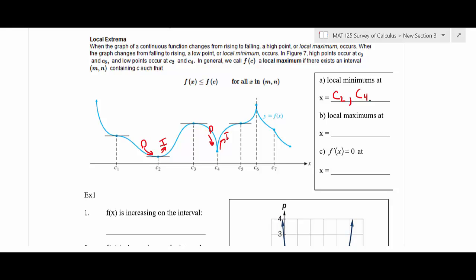Now right there, the derivative is 0, but you're decreasing and then decreasing more. So you have to change directions when you do that. So that would be the only place where you find a local minimum.